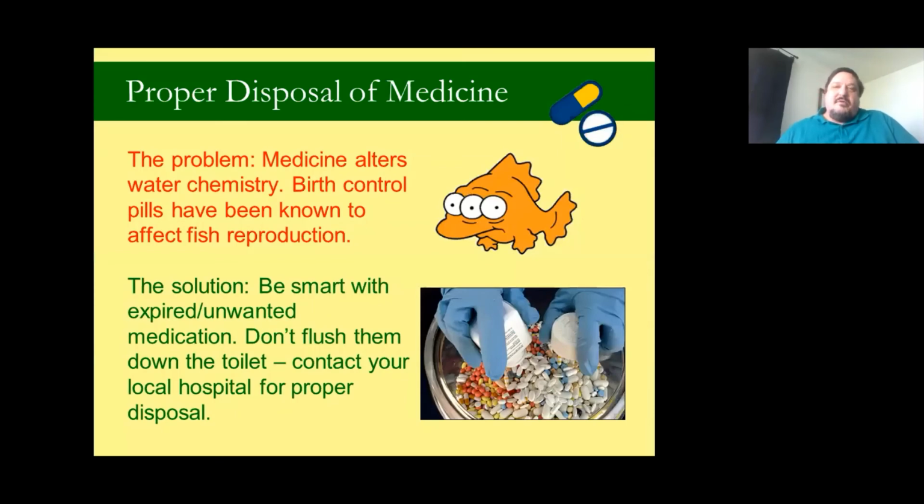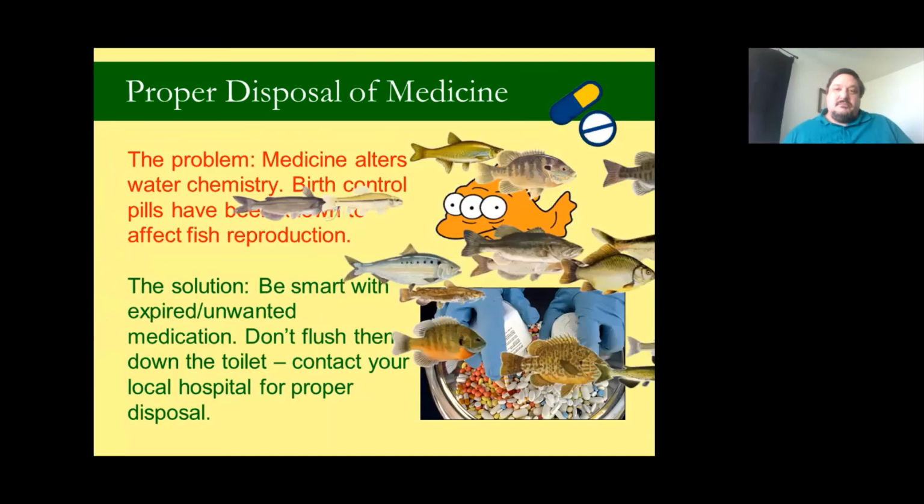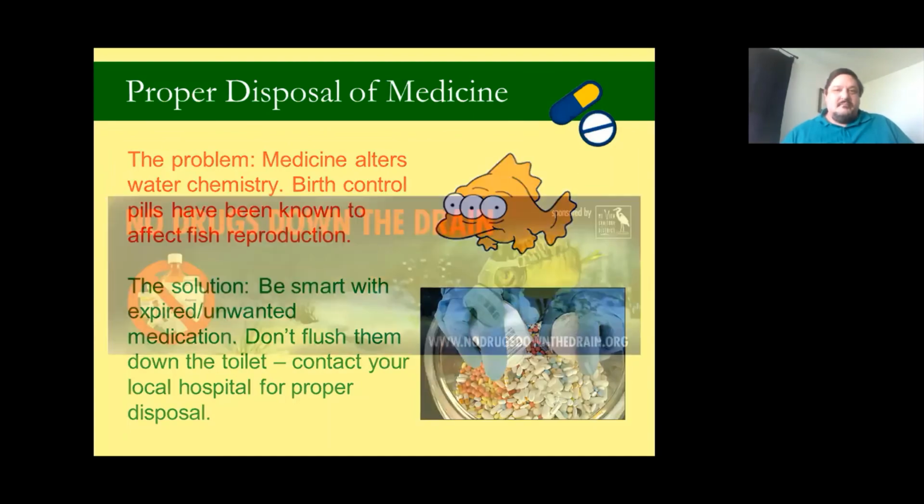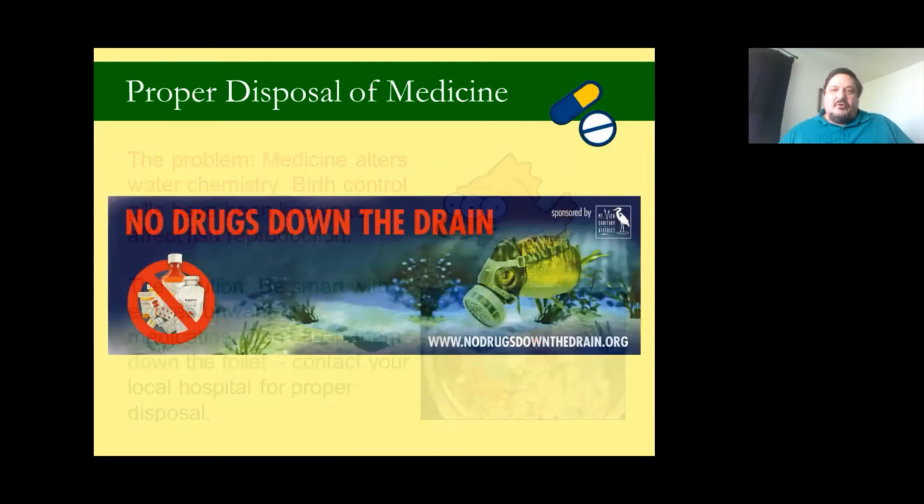Another thing that I just want to mention in one slide, because it's a problem in the river, is disposal of medicines. Medicines are chemicals, and things like birth control pills can affect fish populations and frog populations. And so just as a message, we should never flush these down the toilet or put them down the drain. There are hospitals and medical centers that will take unused medication off your hands. Never flush them. Another resource, no drugs down the drain. The website, you can check that out.